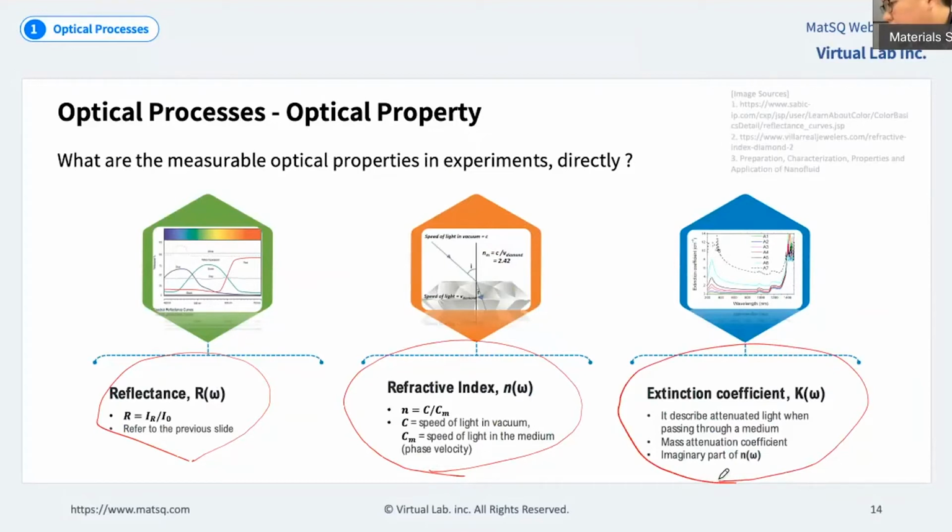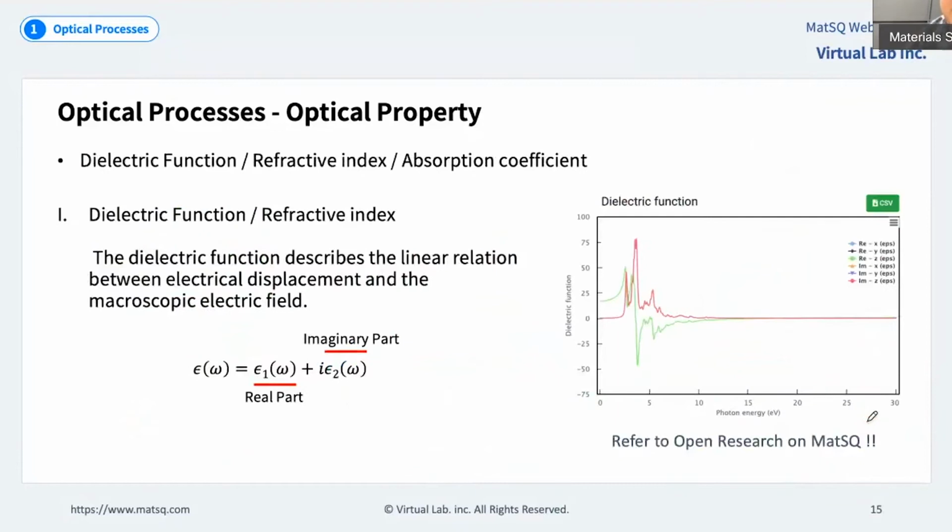So this part can be epsilon 1 plus i epsilon 2, right? So this part is the extinction coefficient. I will explain on the next slide. This is the most important part today.